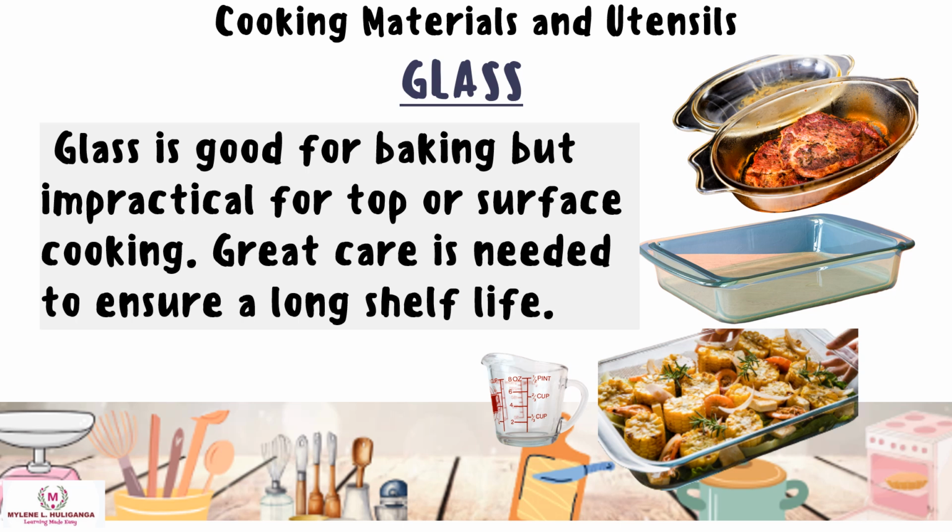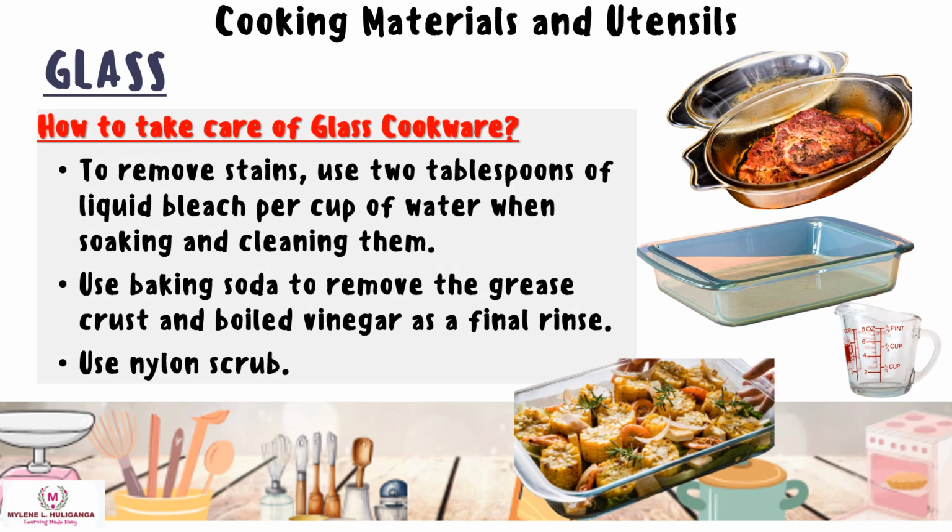Glass is good for baking but impractical for top or surface cooking. Great care is needed to ensure a long shelf life. How to take care of glass cookware. To remove stains, use 2 tablespoons of liquid bleach per cup of water when soaking and cleaning them. Use baking soda to remove the grease crust and boiled vinegar as a final rinse. Use nylon scrub.